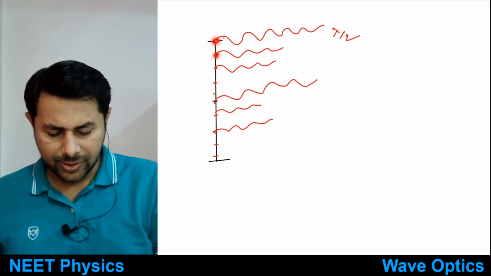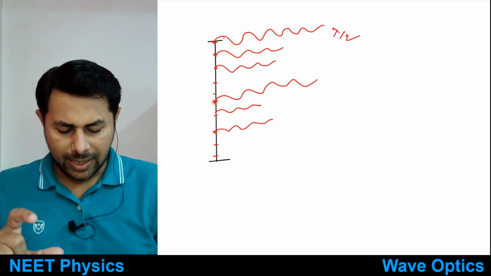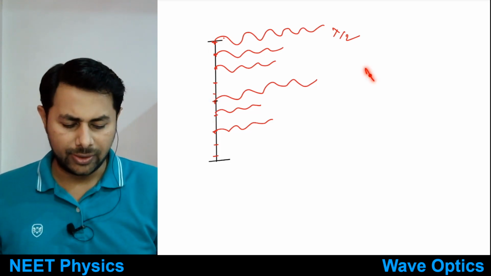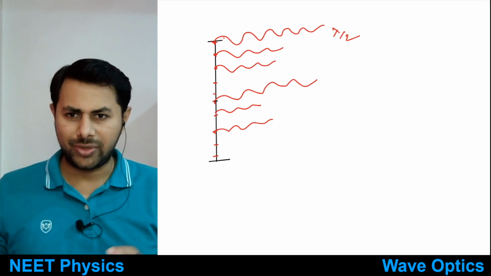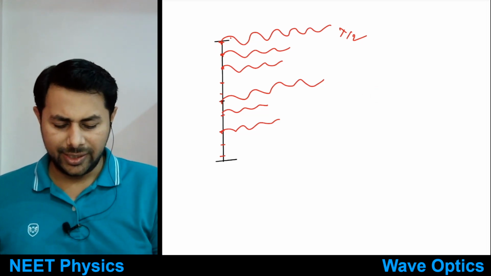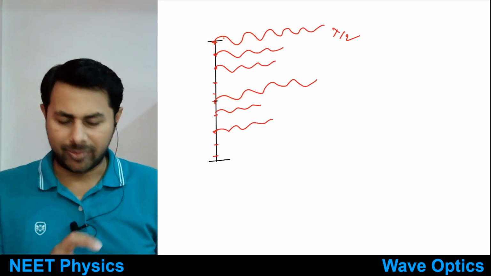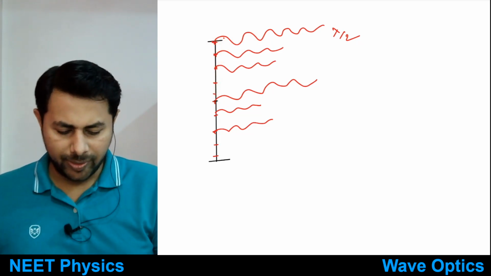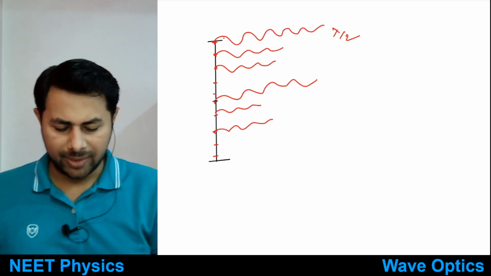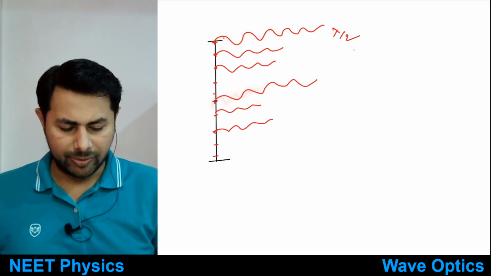So for each light wave coming from the top half of the slit, there would be a light wave coming from the bottom half of the slit, where the path difference between the two waves would be equal to lambda by 2, and therefore there would be destructive interference between them, and the point would be dark. Each wave from the top half would be matched by a wave from the bottom half, where the path difference between the two waves would be equal to lambda by 2.